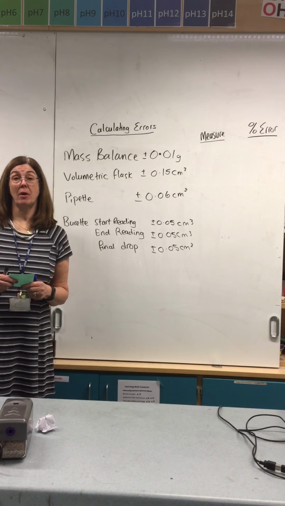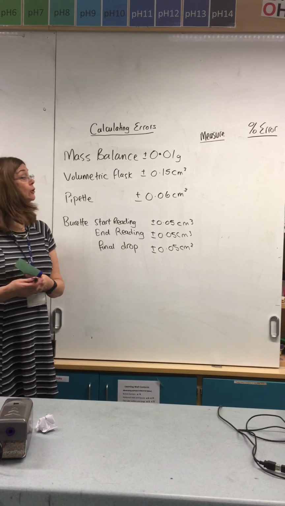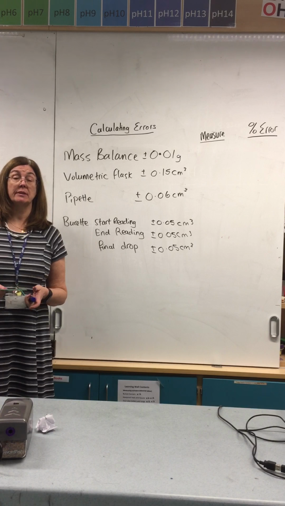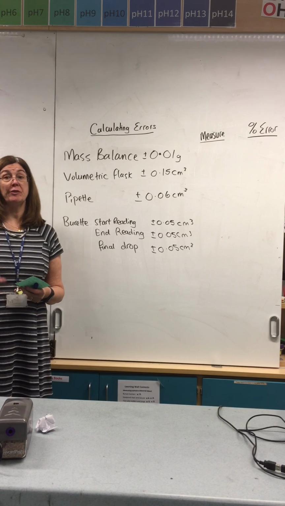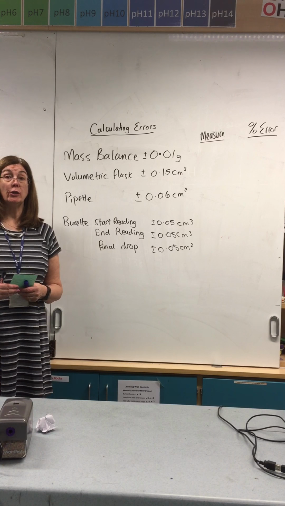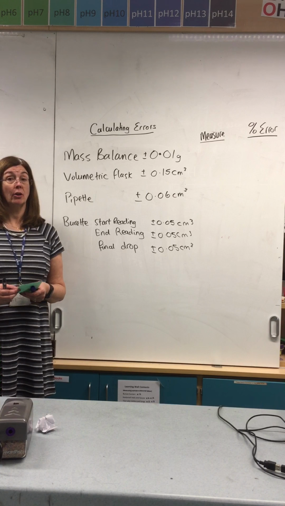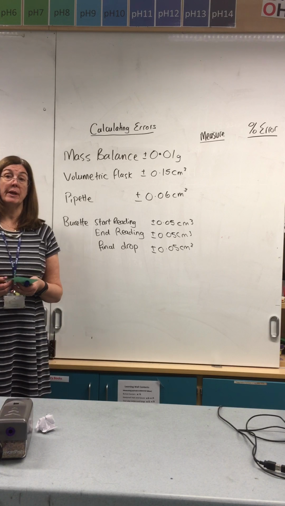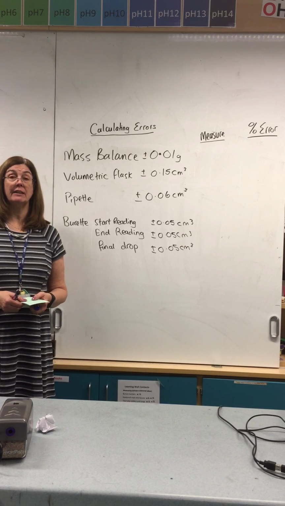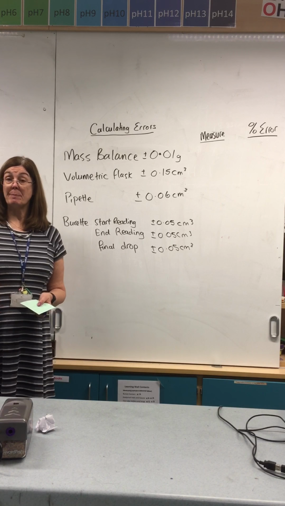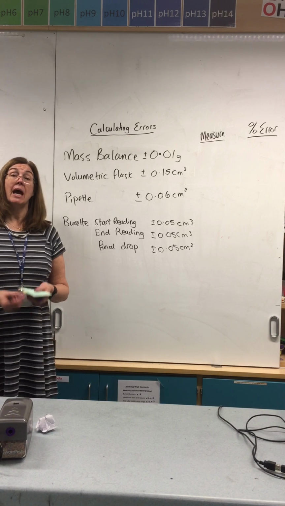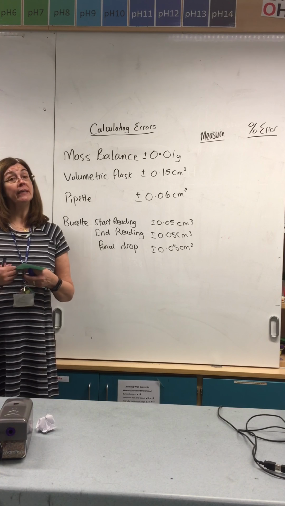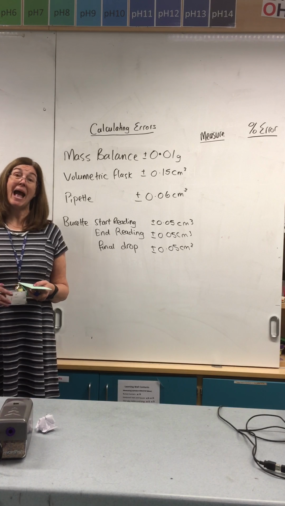Okay, so the final part of today is to calculate the errors that we had in our equipment. Throughout the titration, we've been accumulating errors. We used a mass balance to weigh out our solid, so that had an error attached to it. We then made up a solution in a volumetric flask, that had an error. The pipette that we used to pipette out had an error, and the burette also had errors to it. So these errors are all accumulative, so they add up.